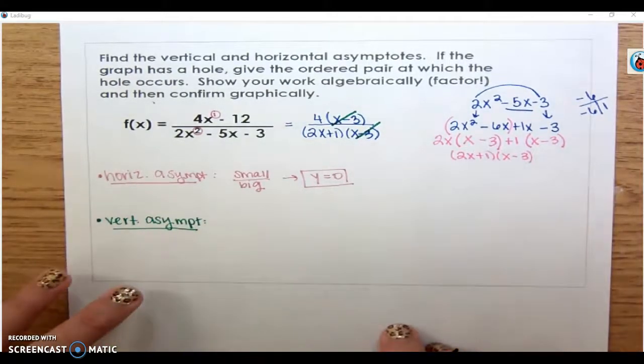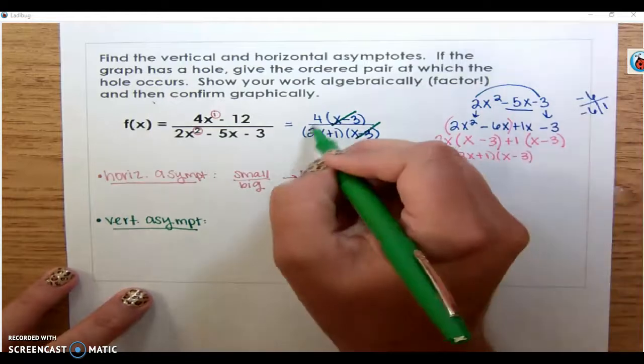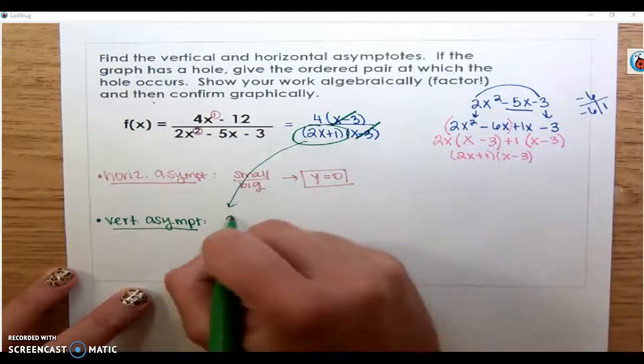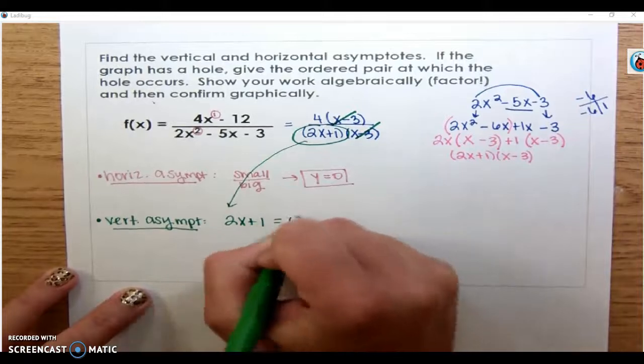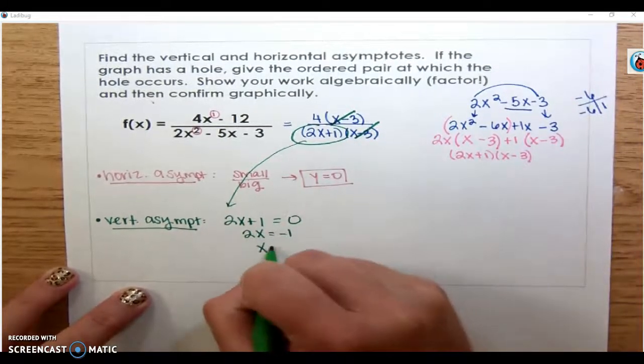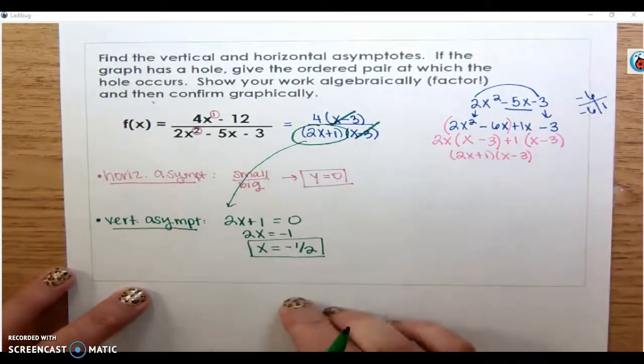So if you remember the vertical asymptote, after you factored, you're seeing whatever was left in the denominator. So this 2x plus 1 was left over. So I'm going to take the 2x plus 1 and set it equal to 0. Solve for x. So we have a vertical asymptote at x equals negative 1/2. Okay.